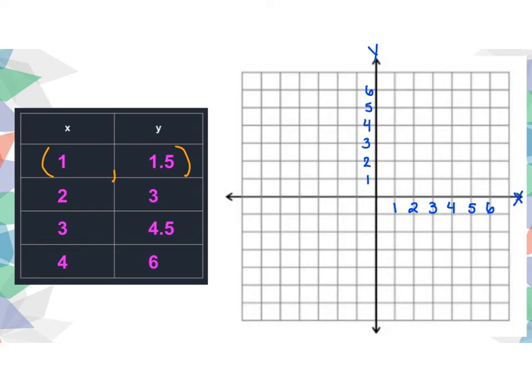Now that I've written my scale, I can start to graph my points. My first point will be at 1, 1.5. So I will start at my point of origin, 0, 0, move one space to the right on the x-axis, and go 1.5 spaces up on the y-axis to plot my point. My point will be right in between the 1 and the 2 on the y-axis.